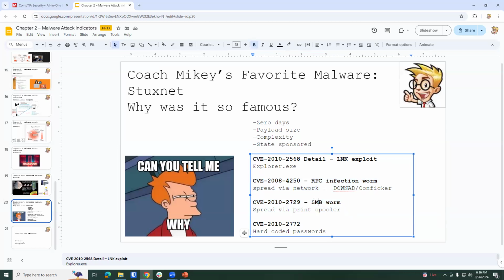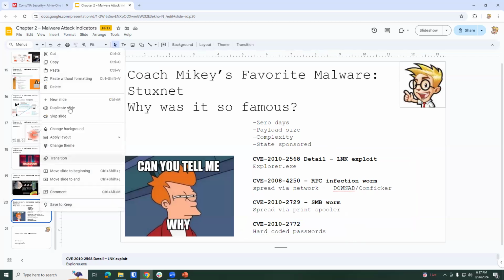And then server message block, file or print spooler. So if there was a printer that was being shared through the Windows network, then it would also infect it that way. So both of these were effective and got inside the network. And this one was just wild: it used a hard-coded, unknown administrative password to gain control of the centrifuge PLC controller and ultimately destroy it. So, I guess I'm going to make another slide here.